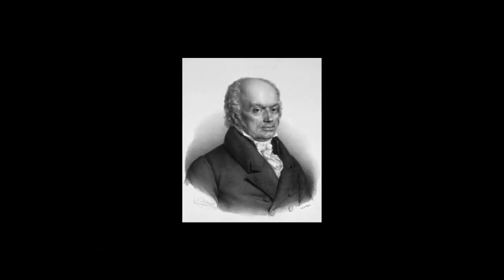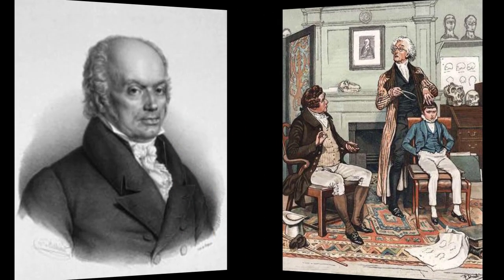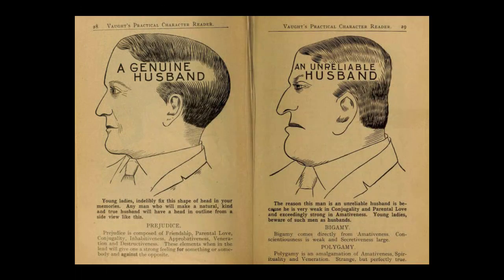In 1796, a German by the name of Franz Joseph Gall proposed a radical new idea to the world of neuroscience. He believed that the brain is the organ of the mind, and certain regions of the brain have specific localized functions that can manifest on the skull. Thus, the practice of phrenology was born.